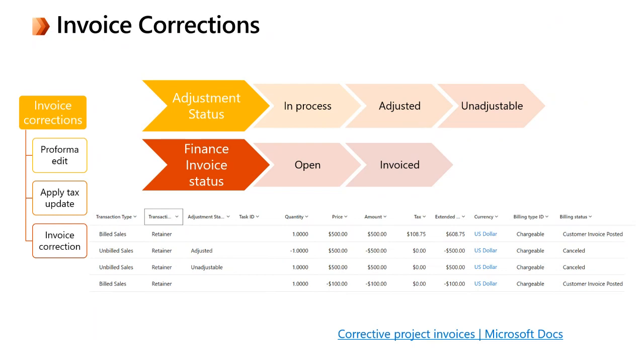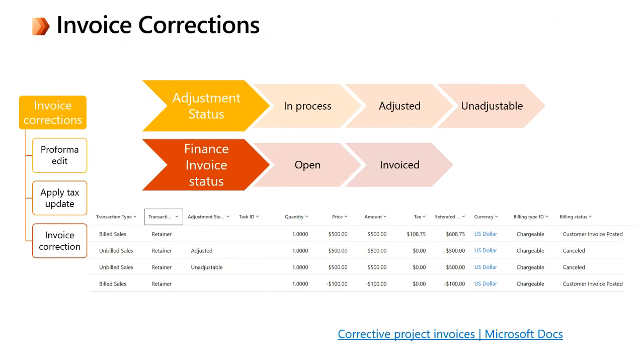By doing this, a new draft invoice is created from the confirmed invoice, and all the invoice line details from the previously confirmed invoice are copied into the new draft. And then the adjustment status is changing. So the adjustment status is a component of actuals.